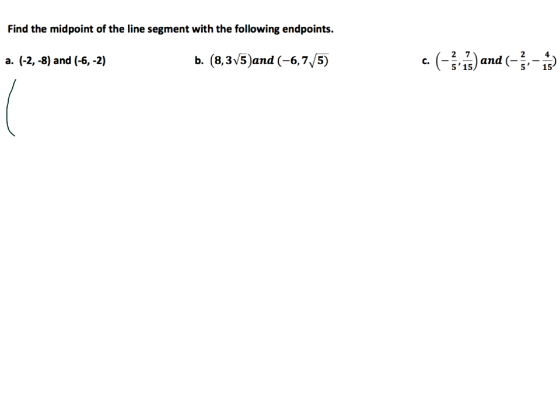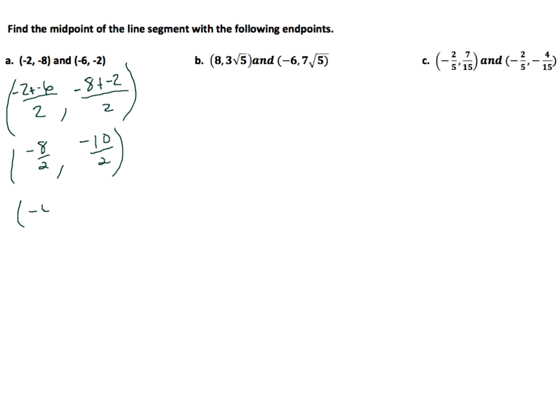Okay, so I'm going to average my x values, negative 2 plus negative 6 over 2. Average my y values, negative 8 plus negative 2 over 2. So this is negative 8 over 2, negative 10 over 2. The midpoint here is negative 4, negative 5. Easy enough.